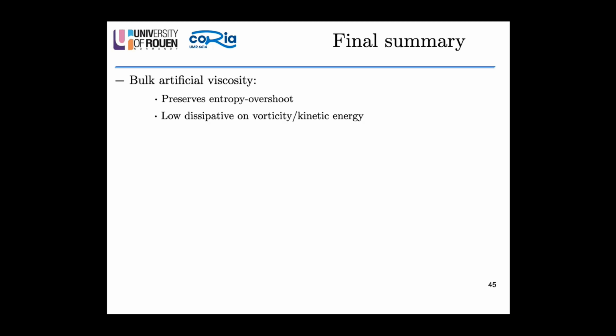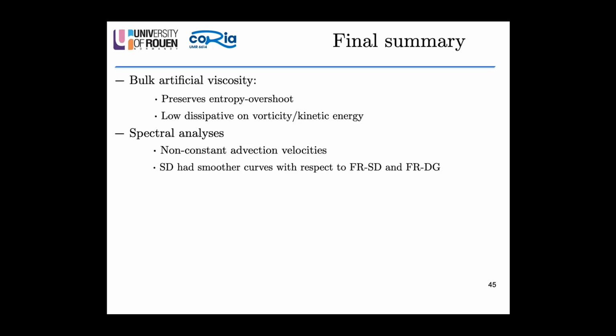In terms of a big, large summary of the very dense presentation of today, the first part was dedicated to the bulk artificial viscosity, which was able to preserve the entropy overshoot across a shock and was very low dissipative in terms of vorticity and kinetic energy. The second part was focused on spectral analysis of high-order methods, where we presented a generalization for non-constant advection velocities, where we noticed some relevant differences between spectral difference and a set of flux reconstruction schemes.